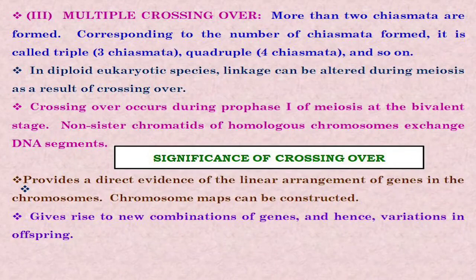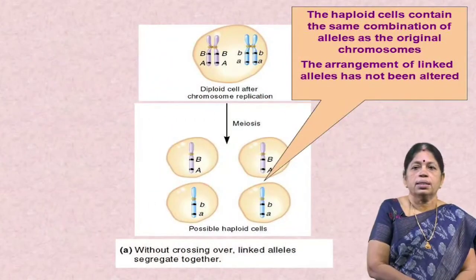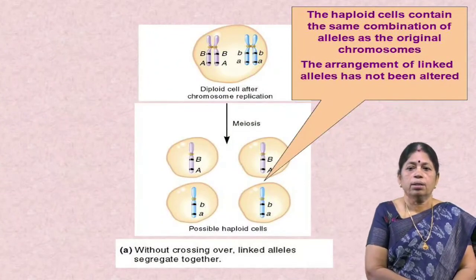And what is the significance of crossing over? This provides direct evidence of the linear arrangement of genes in the chromosome, and we can easily construct the chromosome map. Crossing over gives rise to new combinations of genes, and hence variations in offspring occur. So these are the diploid cells and the stage where crossing over occurs.